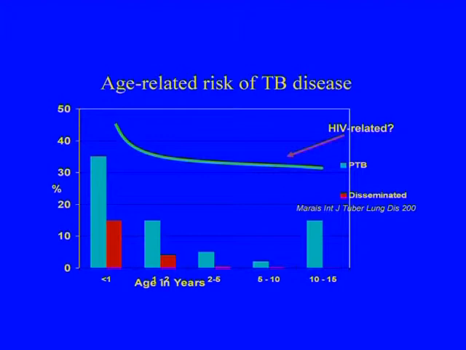This is INH prophylaxis given to all HIV-infected children as a primary strategy. The risk of developing TB, in fact, is reduced by about 70%. Okay, this is what I was talking about in terms of the age-related risk of TB disease, so that for most children, the risk either of pulmonary TB in the blue bars or disseminated TB in the red bars diminishes substantially during childhood, and a resurgence of pulmonary TB in adolescence. But in fact, for HIV-infected children, the risk probably looks like that.